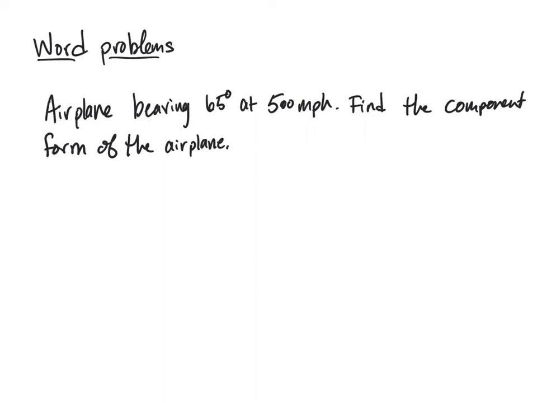Okay, here's an introductory word problem. We're going to start out by just talking about components. If I were to give you an angle measure and a force, or in this case a velocity, then what would the components of the airplane be? And it would look like this.